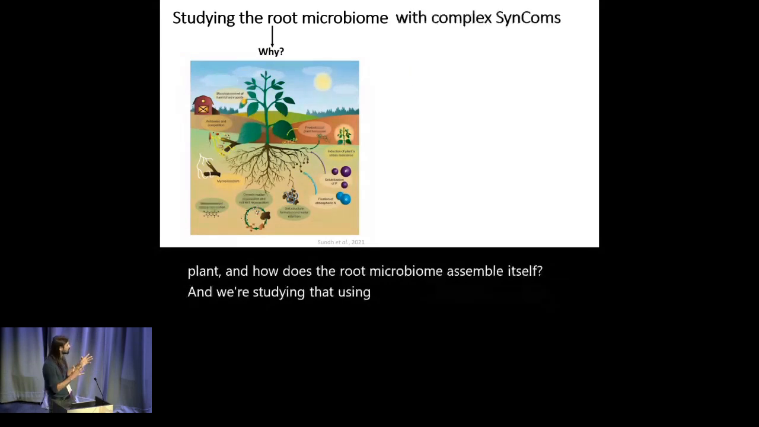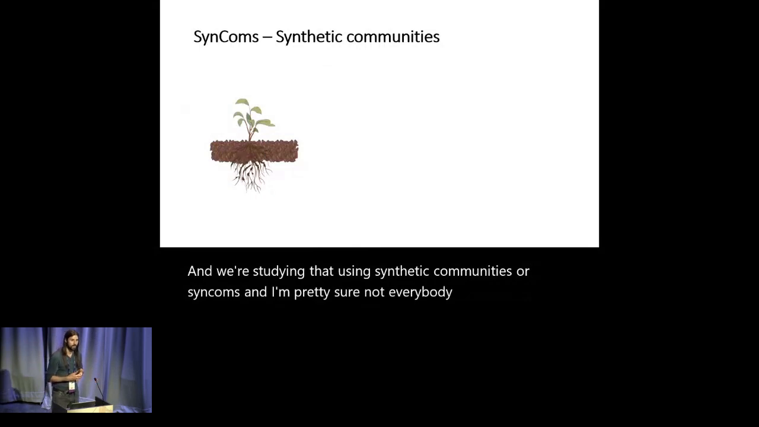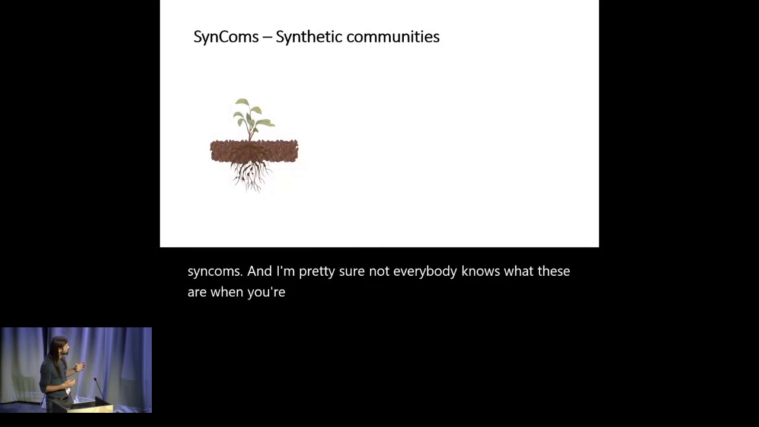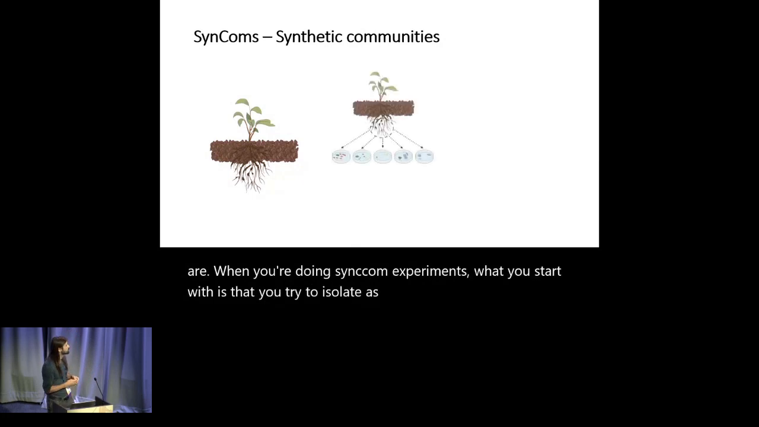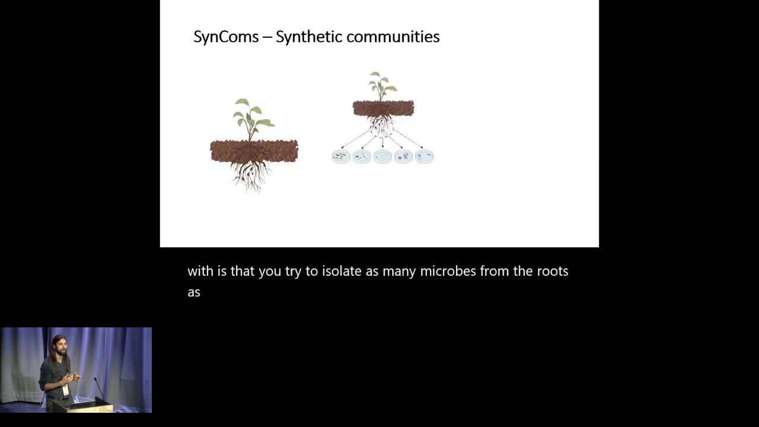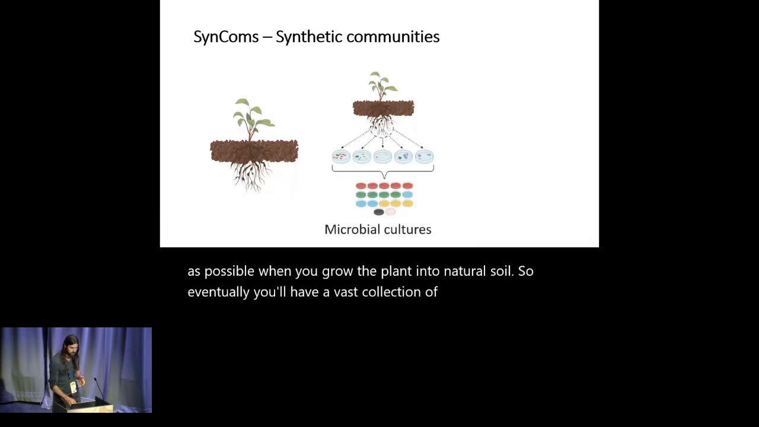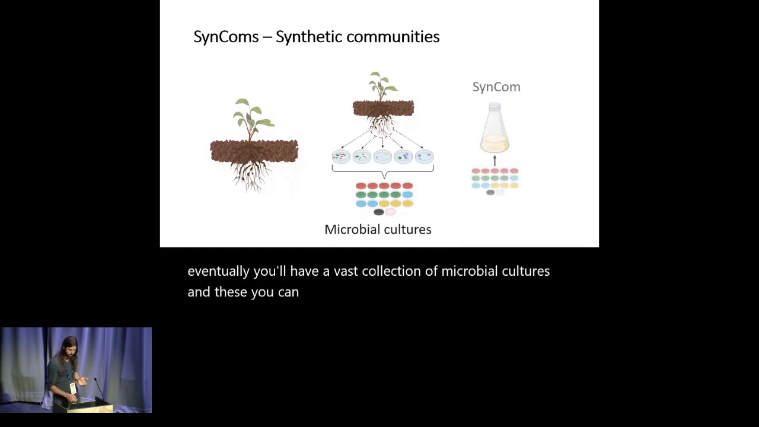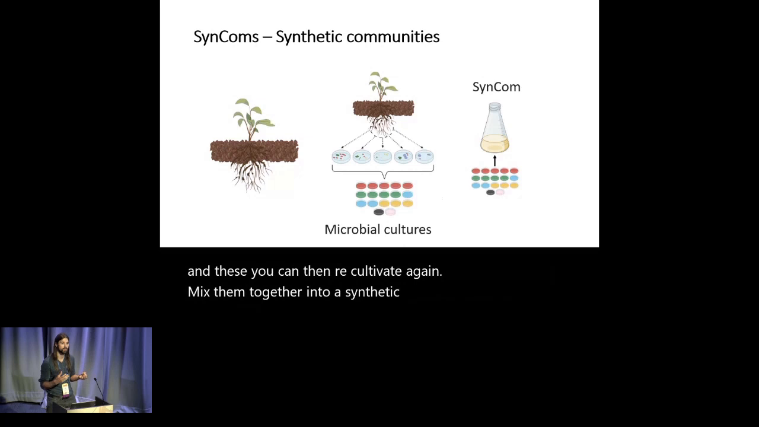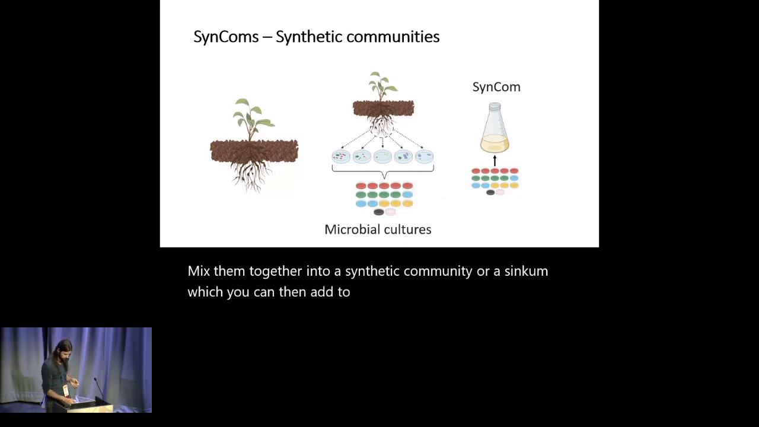And I'm pretty sure not everybody knows what these are. When you're doing SynCom experiments, what you start with is that you try to isolate as many microbes from the roots as possible when you grow the plant in natural soil. So eventually you'll have a vast collection of microbial cultures, and these you can then recultivate again, mix them together into a synthetic community or a SynCom, which you can then add to the plant.